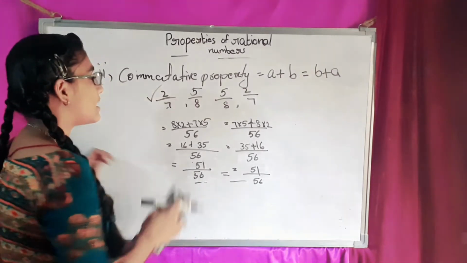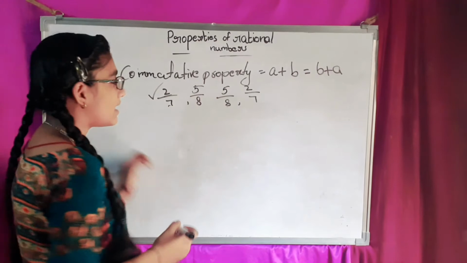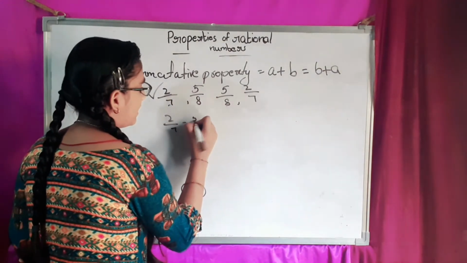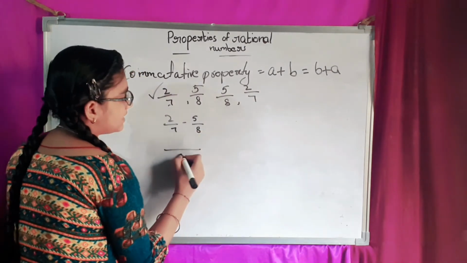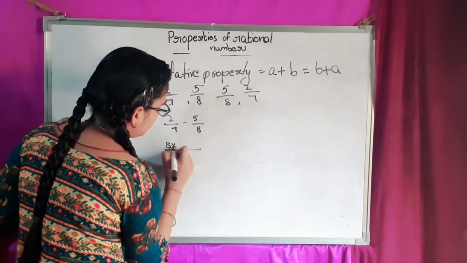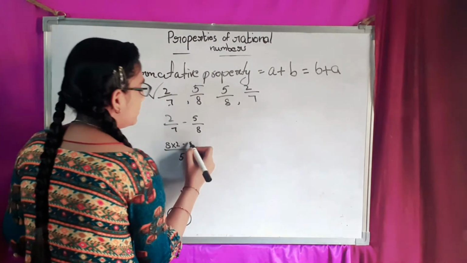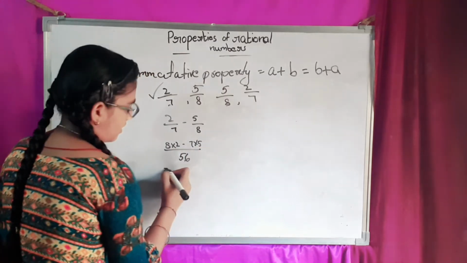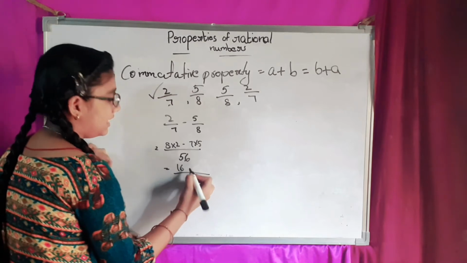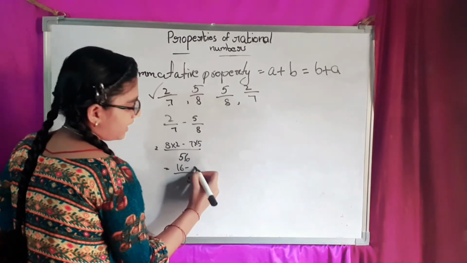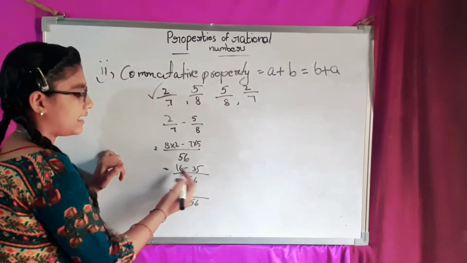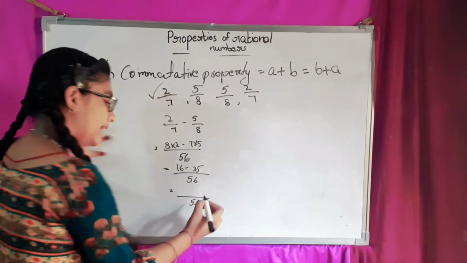Now we will check subtraction. Subtraction is also like this: 2 by 7 minus 5 by 8. The LCM is 56. 8 into 2 and 7 into 5. Here 8 into 2 is 16 minus 7 into 5 is 35. What is the answer? 16 minus 35 is minus 19.